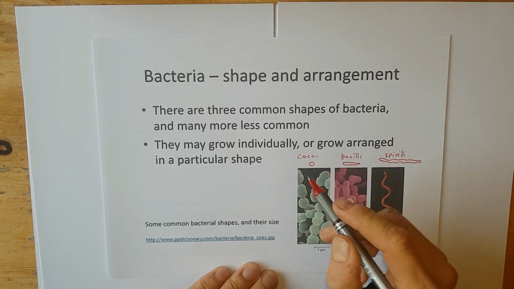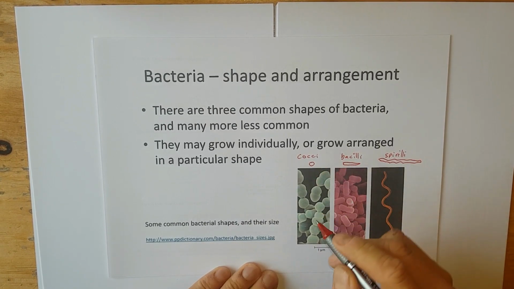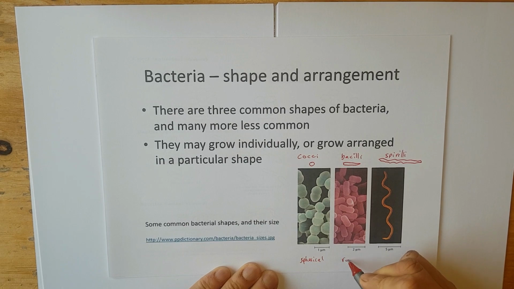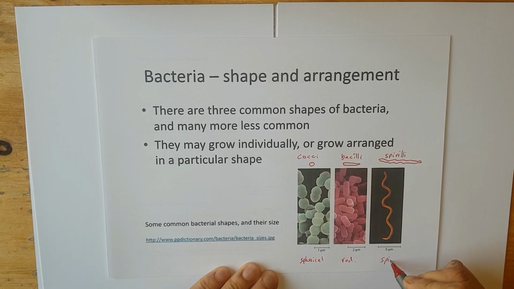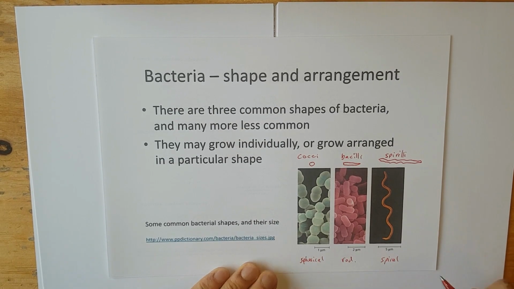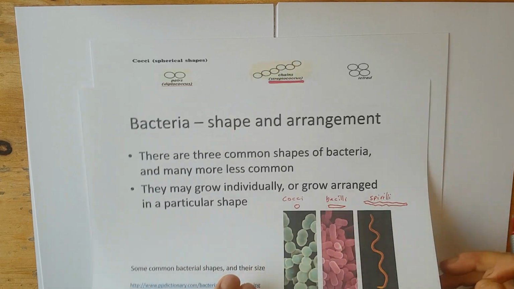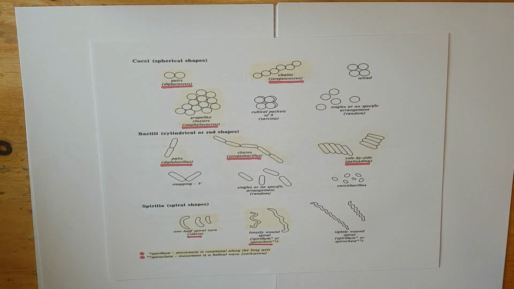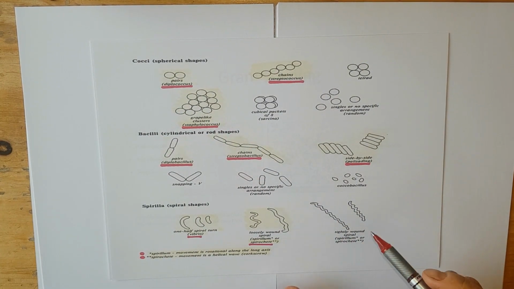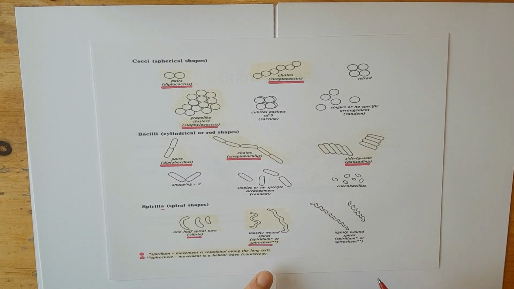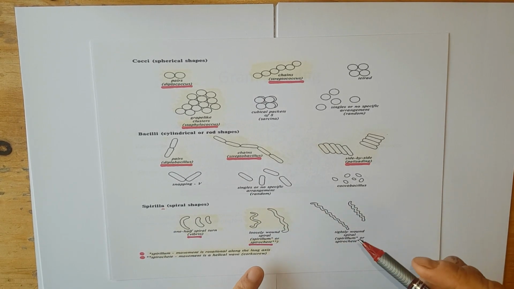And you just need to describe the shape, sort of round shape, rod. So these are spherical, these are rod shaped, and these are spiral shaped. So you just need to find some pictures, describe those. Then you just need a little bit on here they are again. Spirilla is a proper plural.